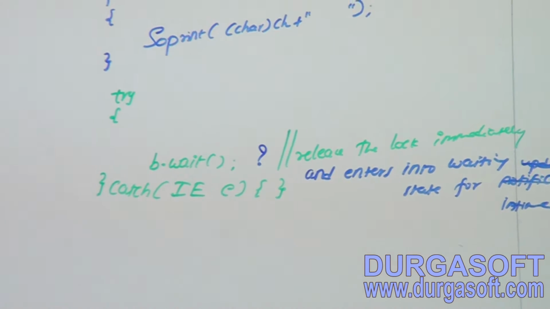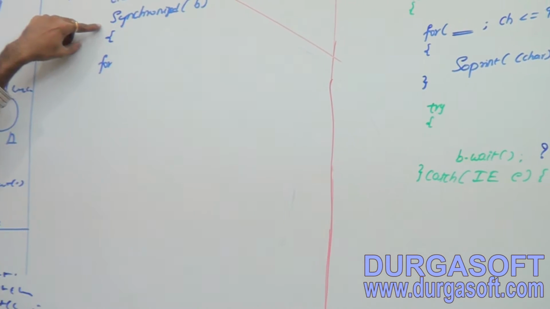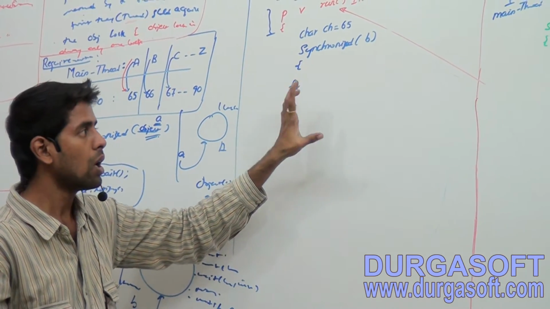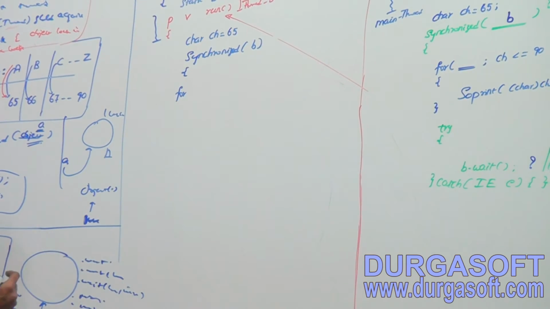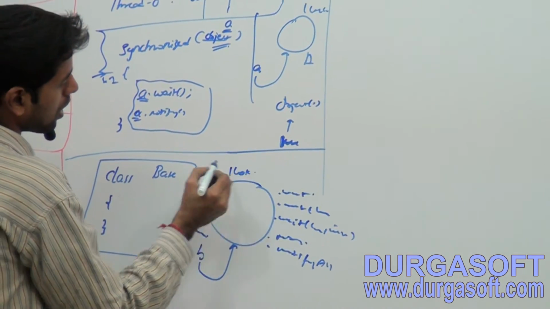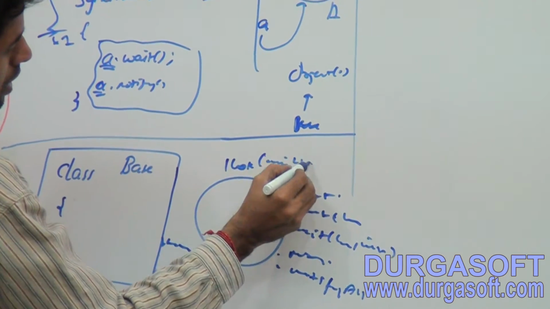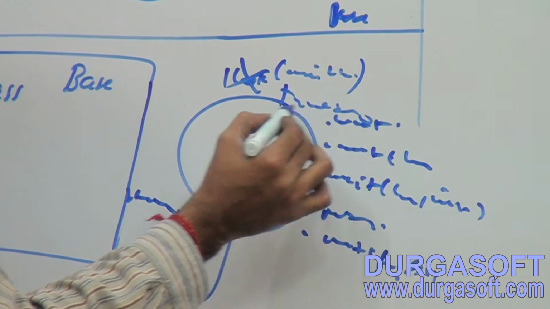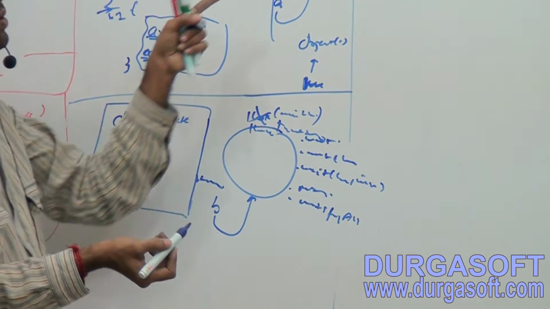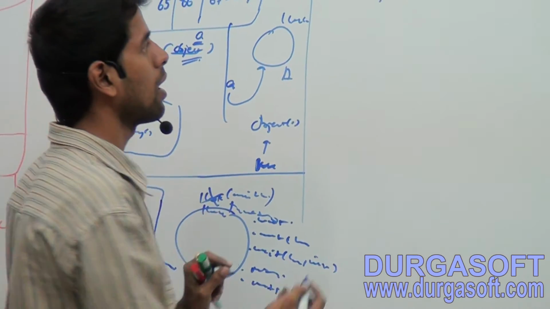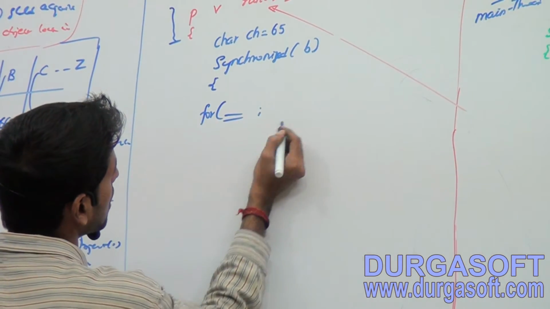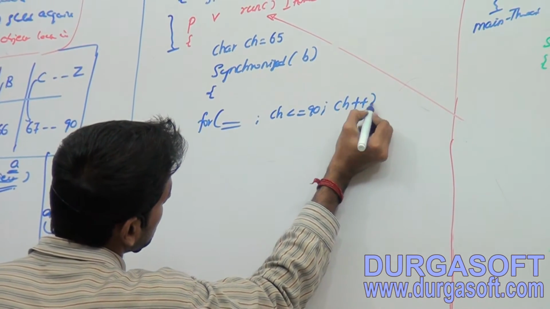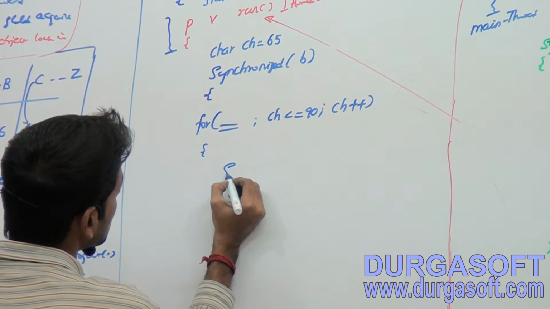Okay, now this thread which is here at the synchronized block should also acquire the lock. Now the lock has been released. This will have only one lock. Earlier it was with the main thread. Now it has released that lock. Now that lock will be acquired by whom? Thread 0. Now it will start execution here. Is initialization optional? Now ch is less than or equal to 90, ch plus plus.